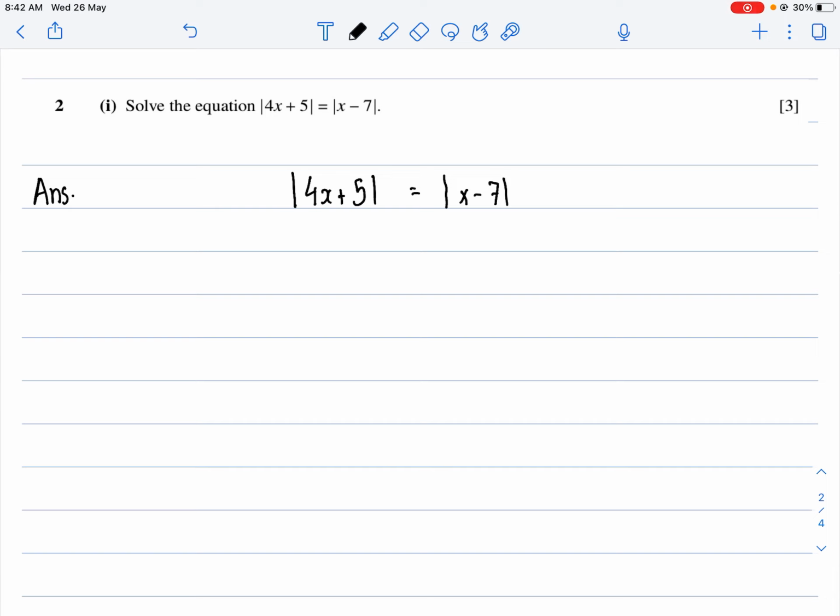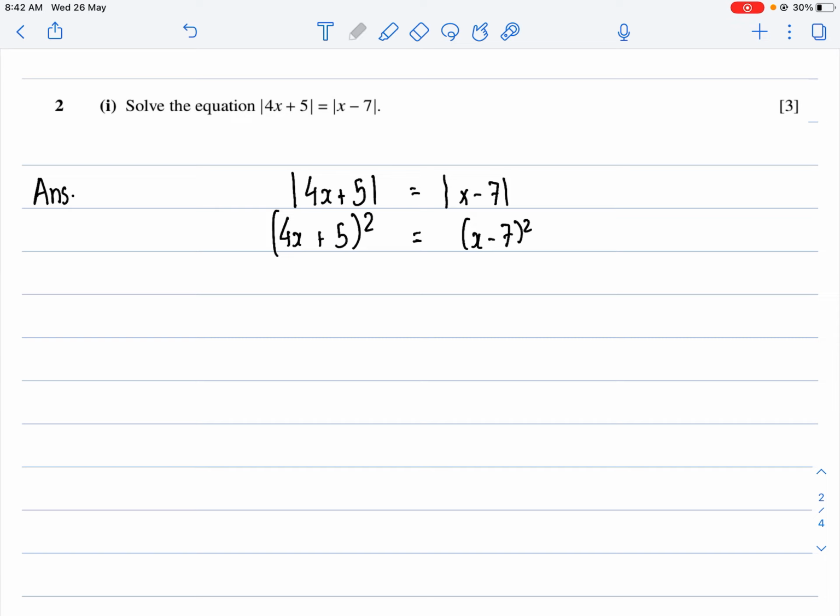As you can see, this is simply a modulus equation question. So what you can simply do is start with squaring both sides. Okay, so I can get something like this.